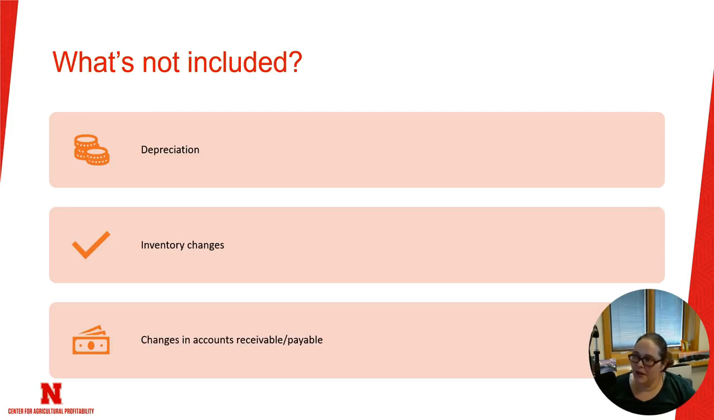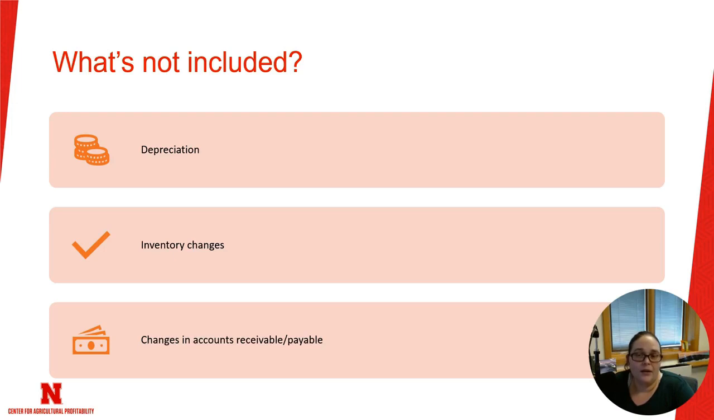So you might be asking yourself, well, that's a lot that's included in that cash flow. So what's not included in the cash flow? Those things are depreciation, inventory changes, and changes in accounts receivable and payable. It's really important to remember that the cash flow budget is not the same as an income statement, especially an accrual income statement. In fact, they're quite different. The cash flow budget does not include non-cash items like depreciation, inventory changes, and changes in accounts receivable and payable. However, the cash flow budget does include principal payments, cash payments for capital assets, and new loan proceeds that the income statement does not include.